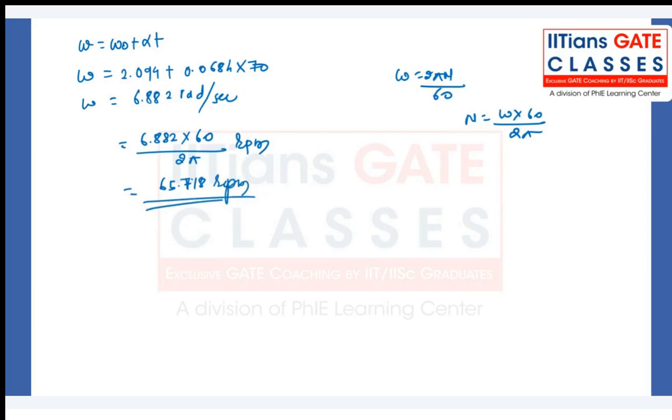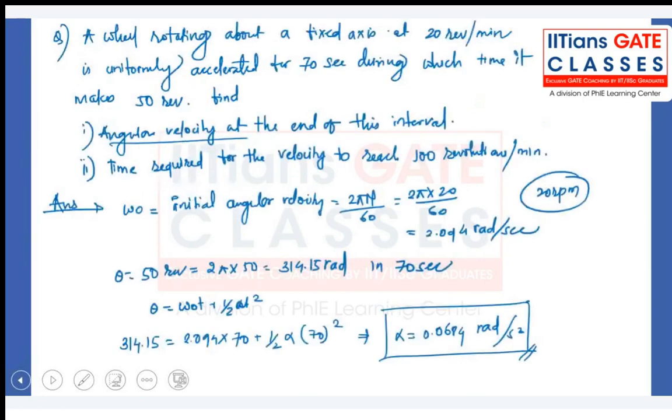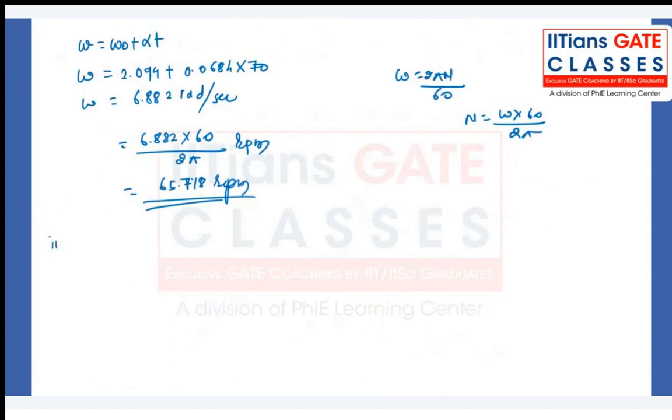Okay, and what else they are asking is the time required to reach the velocity of 100 RPM. 100 revolutions per minute means 100 RPM. So omega 1 for the second problem, they have given us as 100 RPM. So this should be equal to 100 into 2 pi by 60. It is 10.472 radian per second. So we got the omega 1.